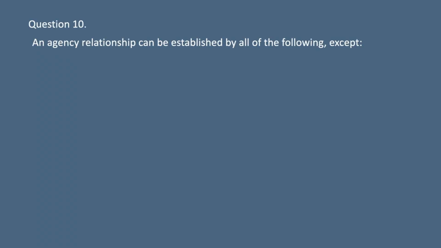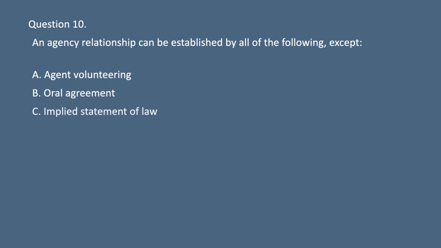Question 10. An agency relationship can be established by all of the following, except A. Agent volunteering. B. Oral agreement. C. Implied statement of law. D. Agreement of principal. Answer.